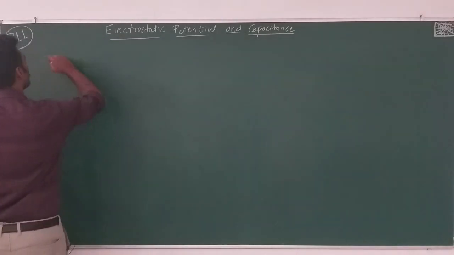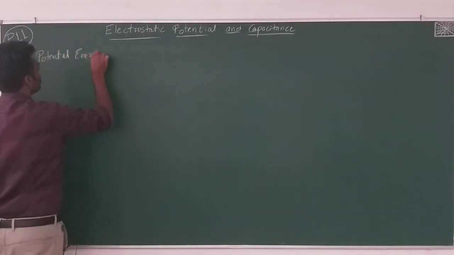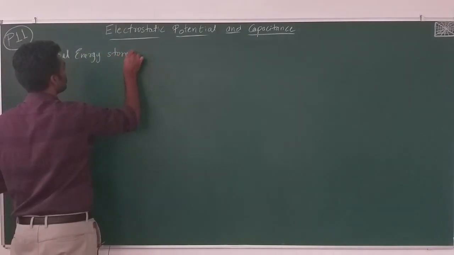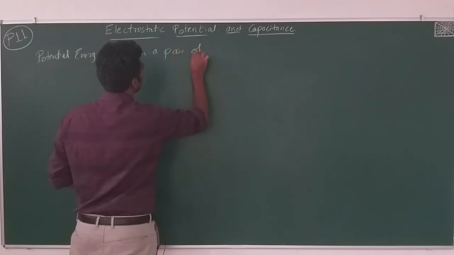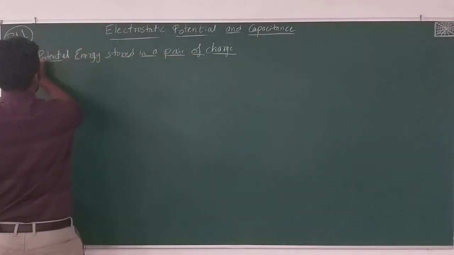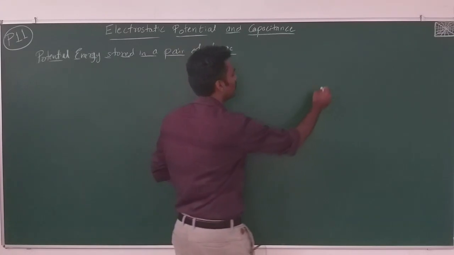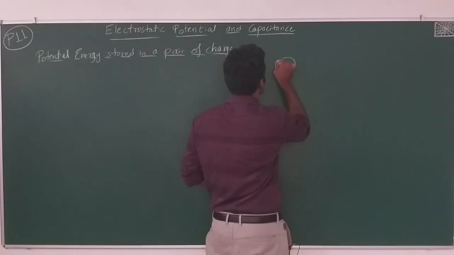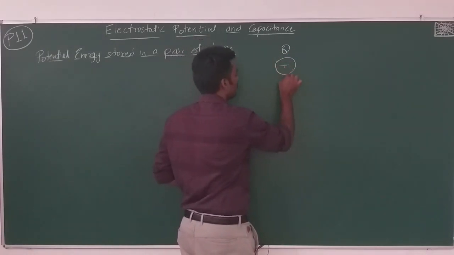So let me derive the formula for potential energy stored in a pair of charges, okay? So say I have a positive charge fixed, say capital Q, fixed.